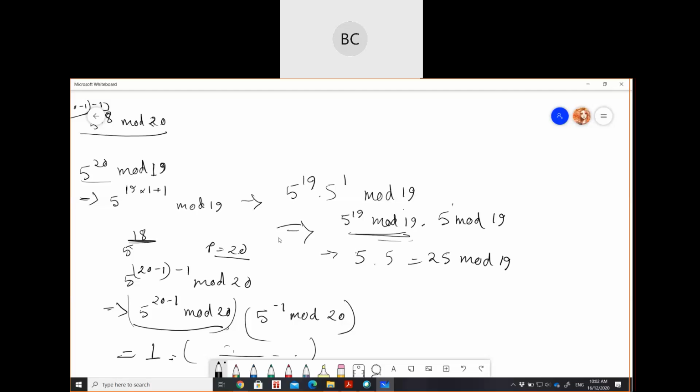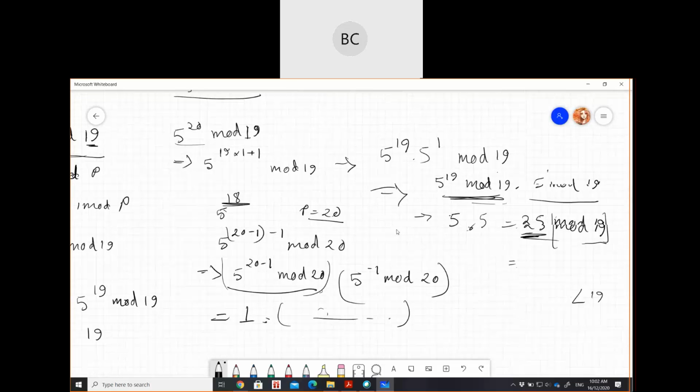For this portion, I got 5, and here it was 5 mod 19. So it was 5 times 5, 25 mod 19. Then again, you have to do the same process until you get a value less than 19. I cannot just leave it as mod 19 and keep 25, which is greater than 19. So in this case also it's the same. For this case it will be 1. Then again you have to solve this part and do it once again.